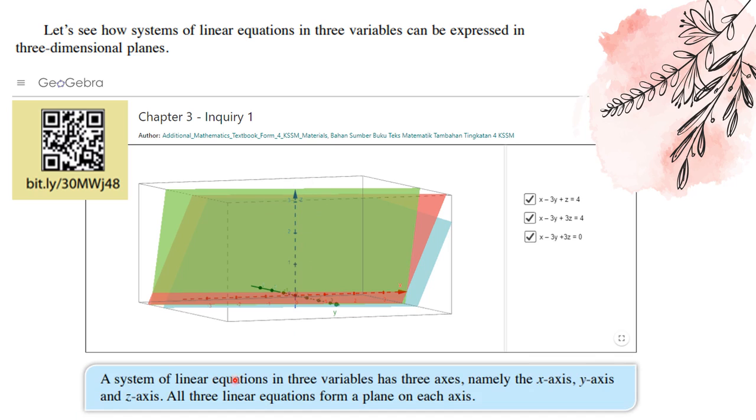Okay, a system of linear equations in three variables has three axes, namely the x-axis, y-axis, and z-axis. Okay, previously you know a linear equation in two variables only has two axes, which are the x-axis and y-axis. So for a linear equation in three variables, now you have the addition of the z-axis. Okay, all three linear equations form a plane on each axis.